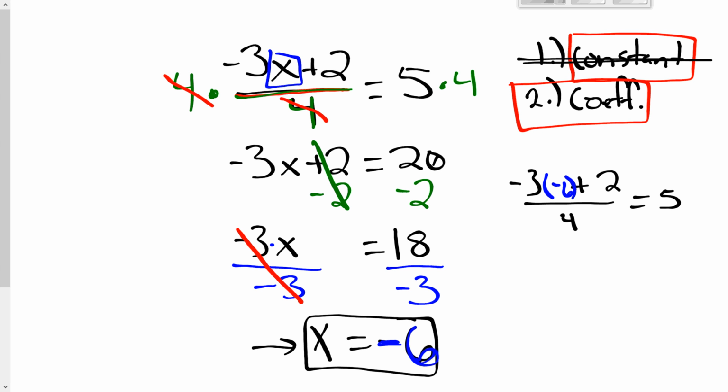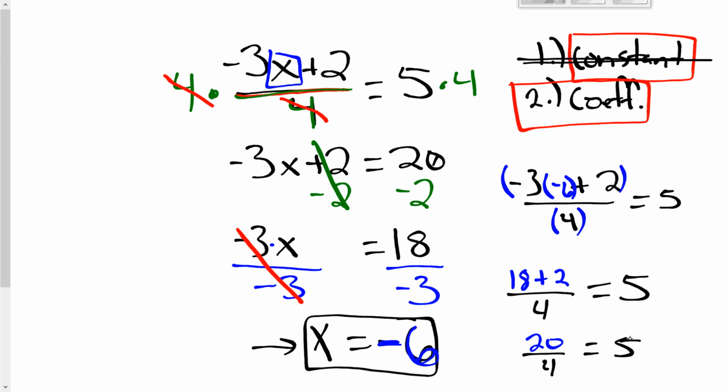Well, this is all order of operations now to simplify. It's PEMDAS forward. Negative 3, I'm going to write this all out. 5 here, we're going to write this 4 because remember we have to treat the numerator, the denominator, as their own parentheses. So negative 3 times negative 6 is a positive 18. And then my plus 2, all divided by 4 equals 5. 18 plus 2 is 20. And that divided by 4 equals 5.